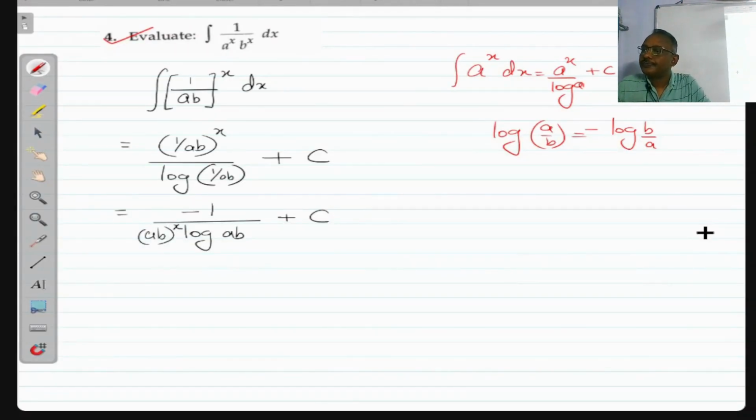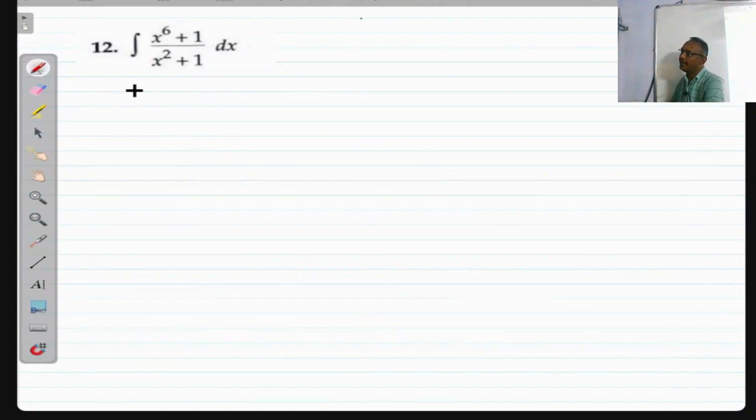Fine, integrate x to the power 6, which can be written as x square whole cube plus 1 whole cube. You must know the formula of a cube plus b cube. Let's start solving it.